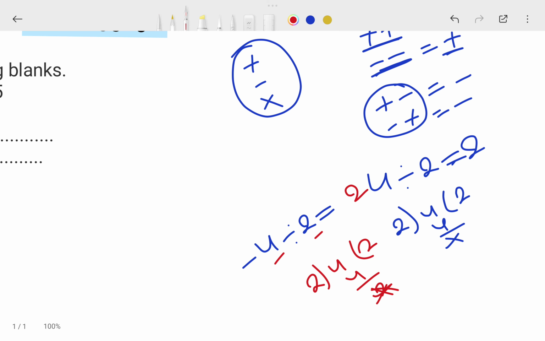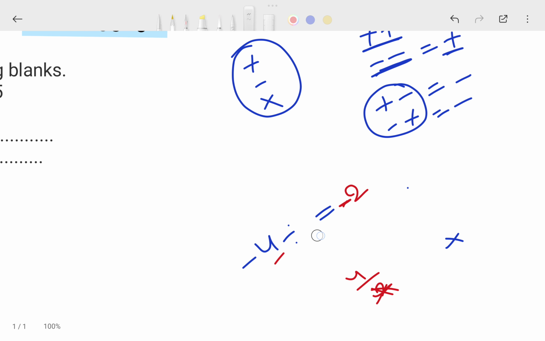So what about the symbols here? 2 has a plus symbol and 4 has a minus, so plus and minus is going to be minus. Just simply put the minus. This is a very simple one. Now this is your answer. Otherwise I can give you another example.